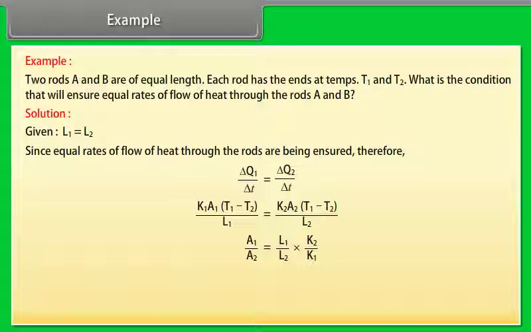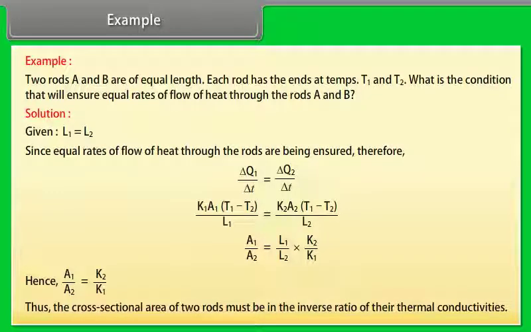A1/A2 = (L1/L2) × (K2/K1). Hence, A1/A2 = K2/K1. Thus, the cross-sectional area of two rods must be in the inverse ratio of their thermal conductivity.